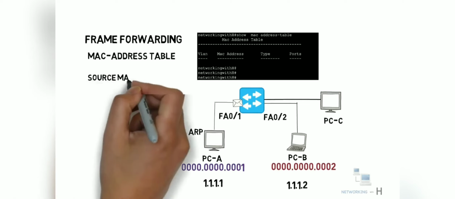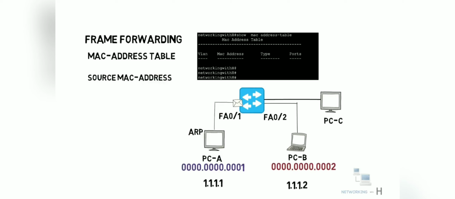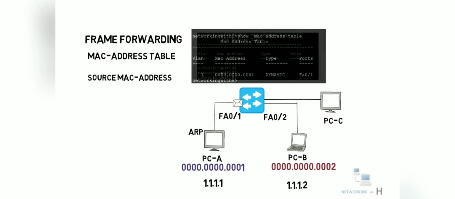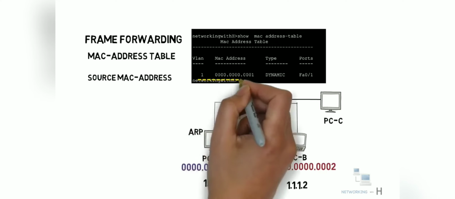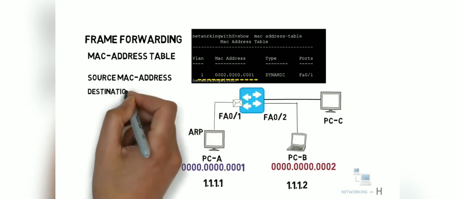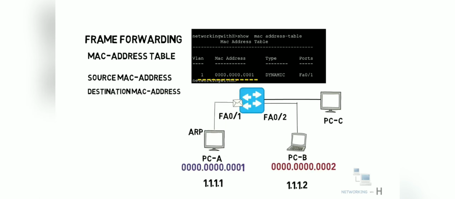The switch examines the source MAC address and compares it to the MAC address table. If the MAC address is not available in the MAC table, it associates the source MAC address of PC A with the ingress port Fa0/1 in the MAC address table. After the switch has recorded the source address information, the switch examines the destination MAC address. If the destination MAC is not available in the MAC table, the switch floods the frame to all the ports except the ingress port. Then the destination device PC B replies to the frame with a unicast frame addressed to PC A.